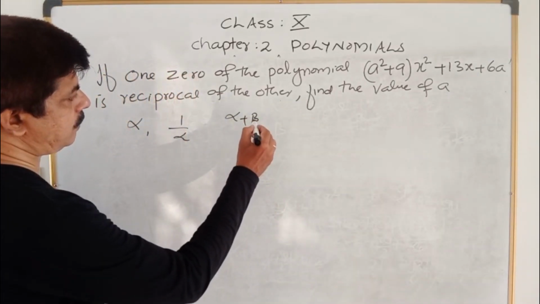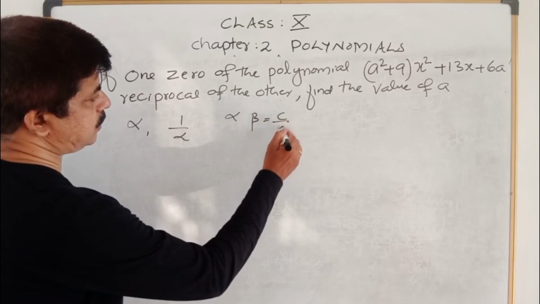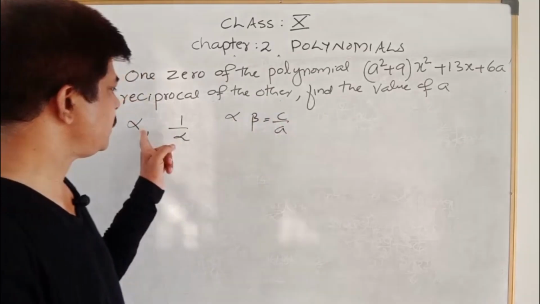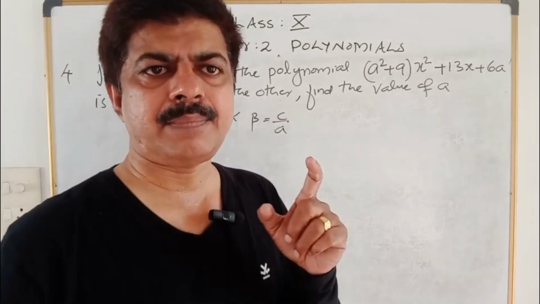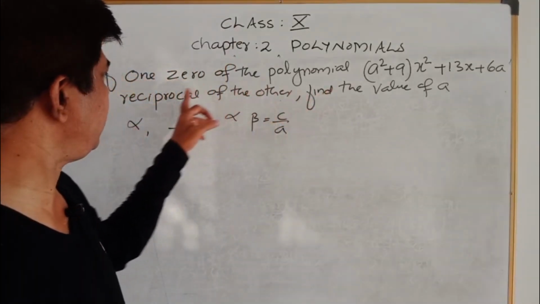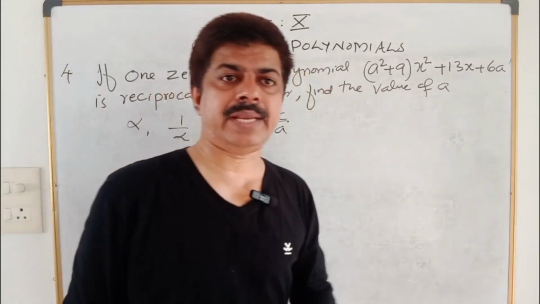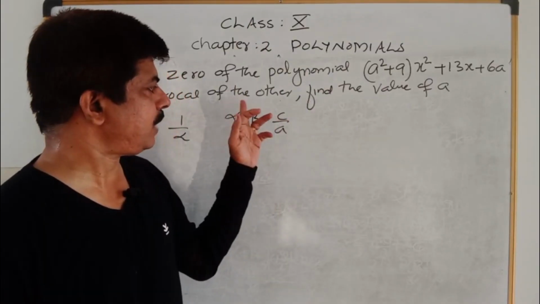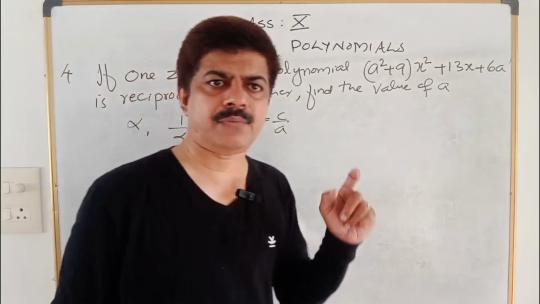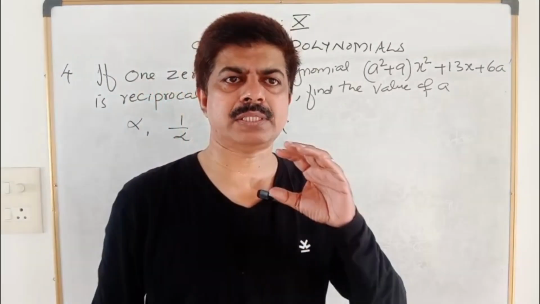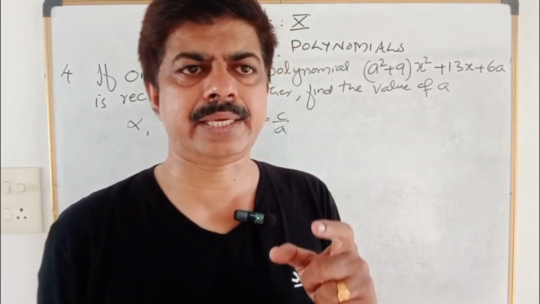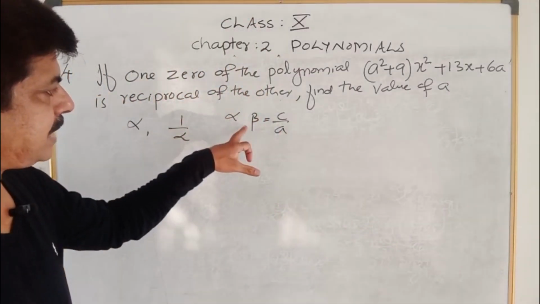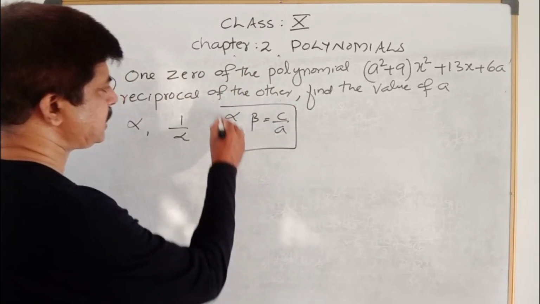We need to apply alpha into beta is equal to c by a. When we apply this equation, alpha beta equal to c by a, what happened? Alpha will be cut, then it can be simplified easily. In some questions, we will be given that one is the negative of the other instead of reciprocal. Both are very, very important. Here one is the reciprocal, that's why we have taken 1 by alpha. In some questions, one zero is the negative of the other. That time we will take alpha and negative alpha, so that this will be cancelled. That's the reason I am using alpha beta is equal to c by a.